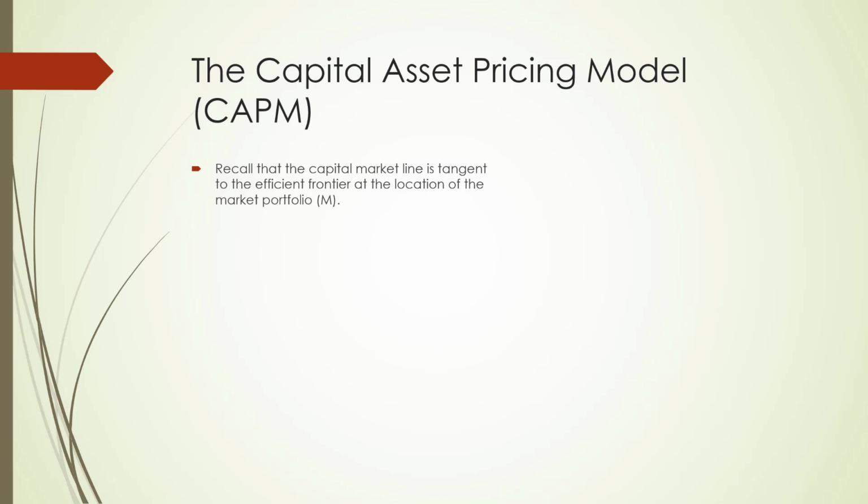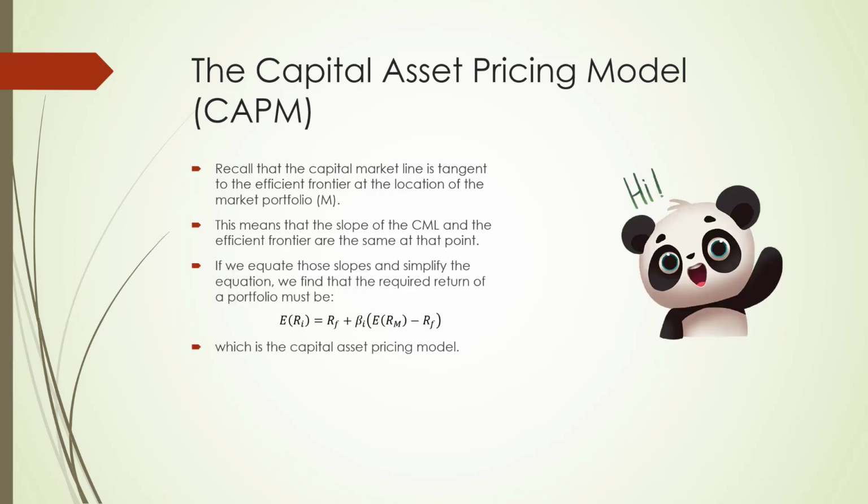Now, remember that the capital market line is tangent to the efficient frontier. And what that means is that the slope of the CML and the slope of the efficient frontier are the same at point M. Now, hopefully you remember from every math class that you've ever had, when a curve and a line are tangent, that means the slopes are the same. And when you have two things that have the same slope, what do we do? Well, we always set them equal to each other. And in this case, if we set the slope of the capital market line equal to the slope of the efficient frontier, and then solve for the expected return of the portfolio, something interesting pops out.